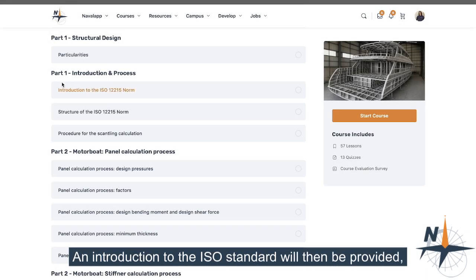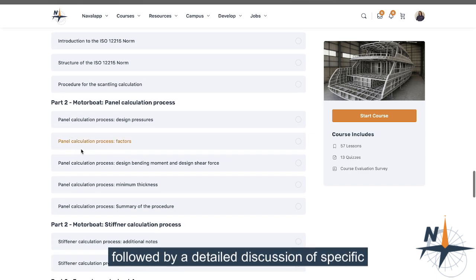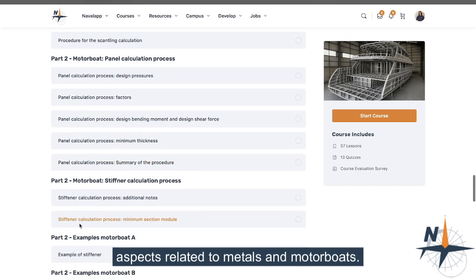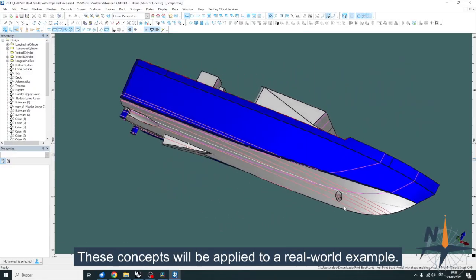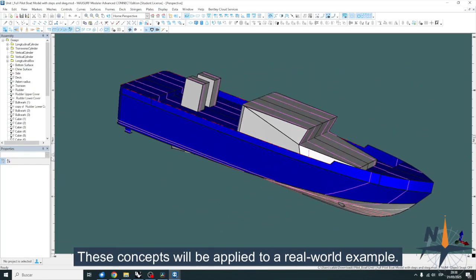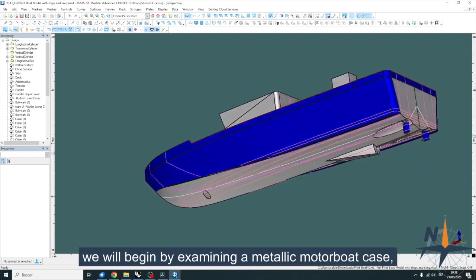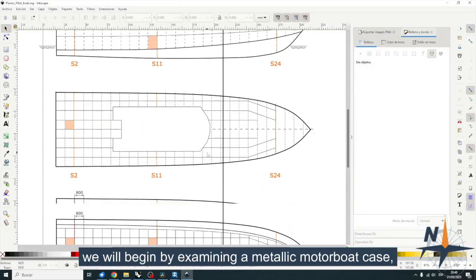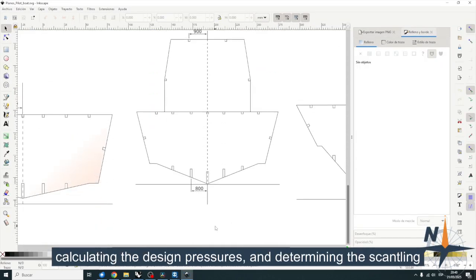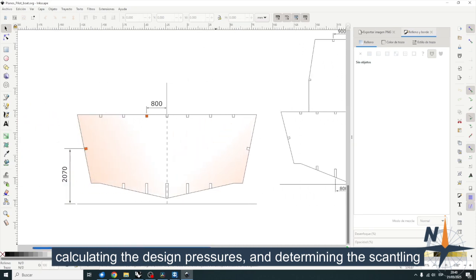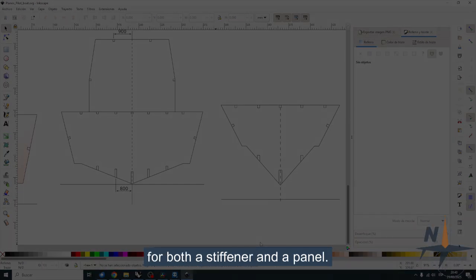An introduction to the ISO standard will then be provided, followed by a detailed discussion of specific aspects related to metals and motorboats. These concepts will be applied to a real-world example. In this context, we will begin by examining a metallic motorboat case, calculating the design pressures and determining the scantling for both a stiffener and a panel.